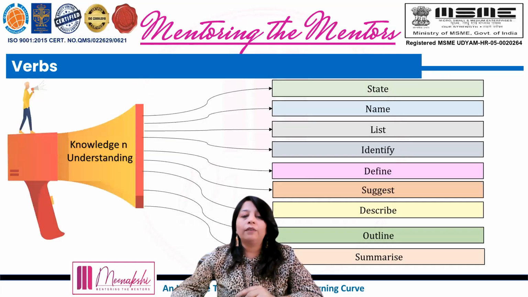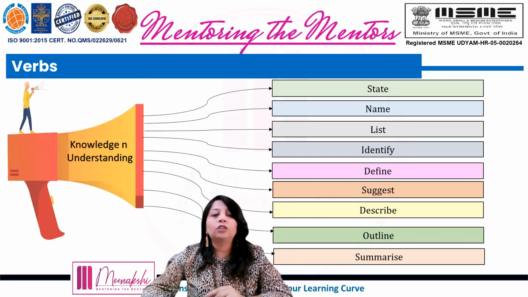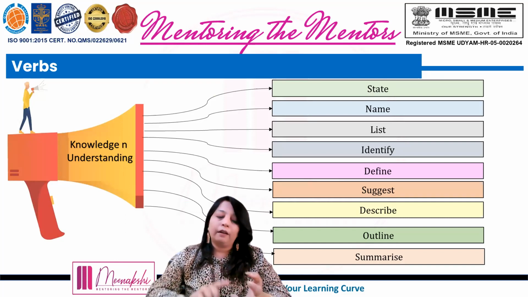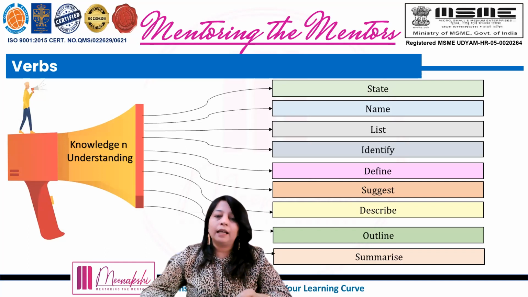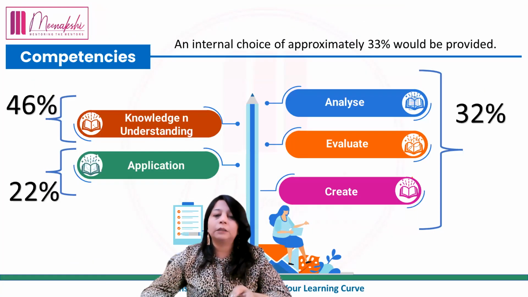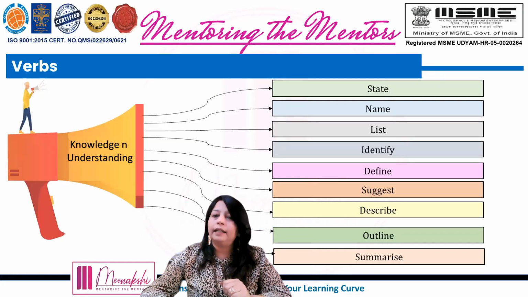So, my lovely educators, we have been given a list of verbs also as per Bloom's taxonomy. Like for this, the first part, as you have seen in this slide, 46% of knowledge and understanding.